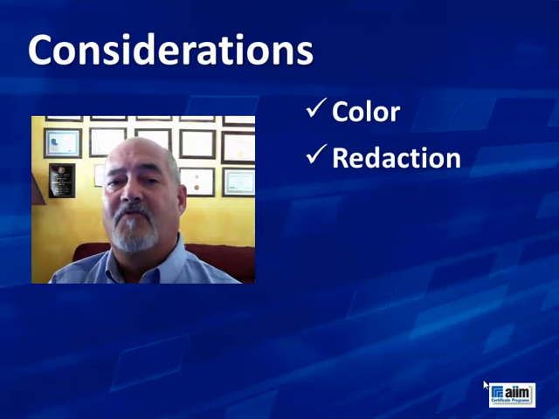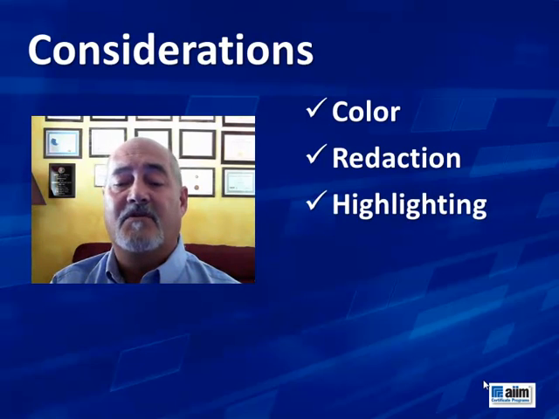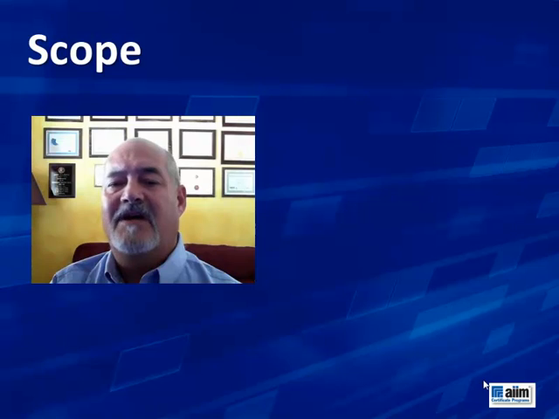So the traditional form of redaction was to use a black permanent marker and black out that area so nobody could see what was under it. And then, of course, there's highlighting, the use of yellow or green or pink or blue highlighters. That's going to make a difference too, because the highlighting may actually hide or discolor some of the underlying text, so it makes it difficult to read. So other considerations: color, redaction and highlighting.